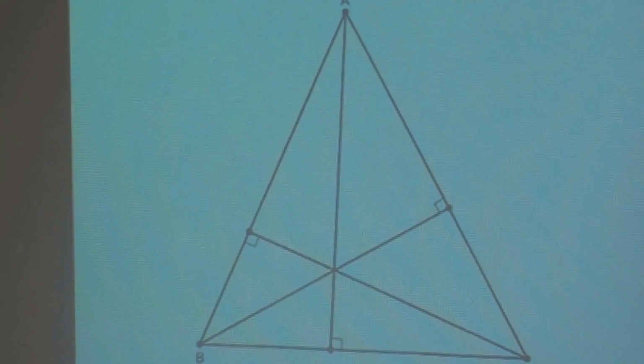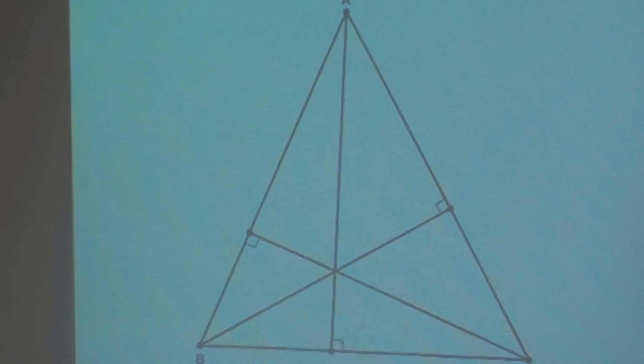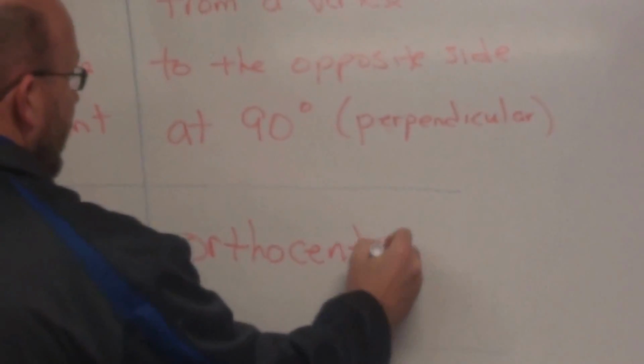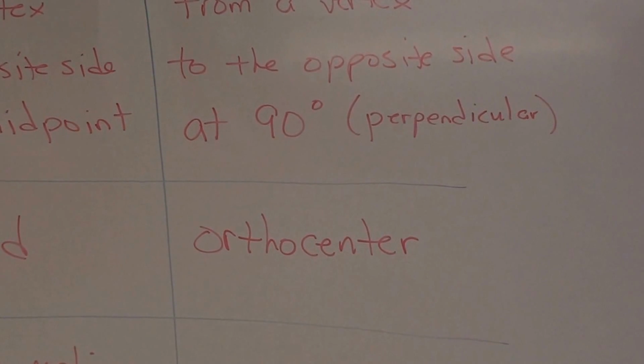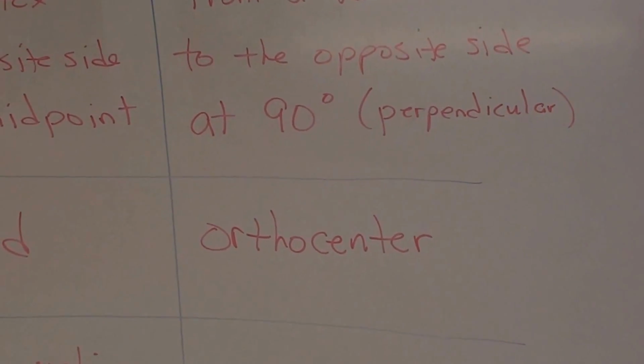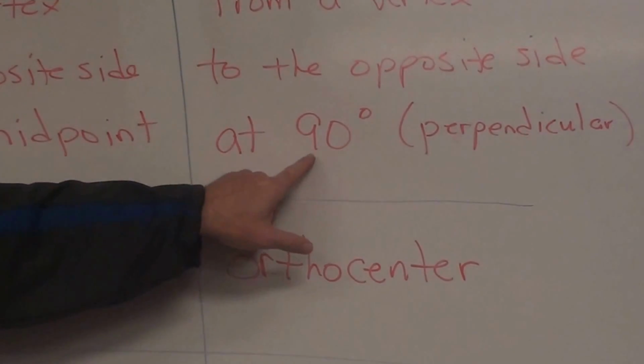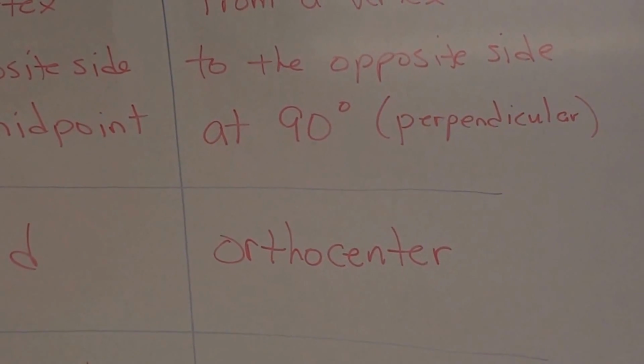Now, do they all intersect at a point? Yeah. What's that point called? The circumcenter. No. The circumcenter was for perpendicular bisectors. I didn't expect you to answer that question. It's called the orthocenter. That's kind of a weird word. Ortho means relating to 90 degrees. So the orthocenter is where these altitudes, these 90-degree segments, all come together.